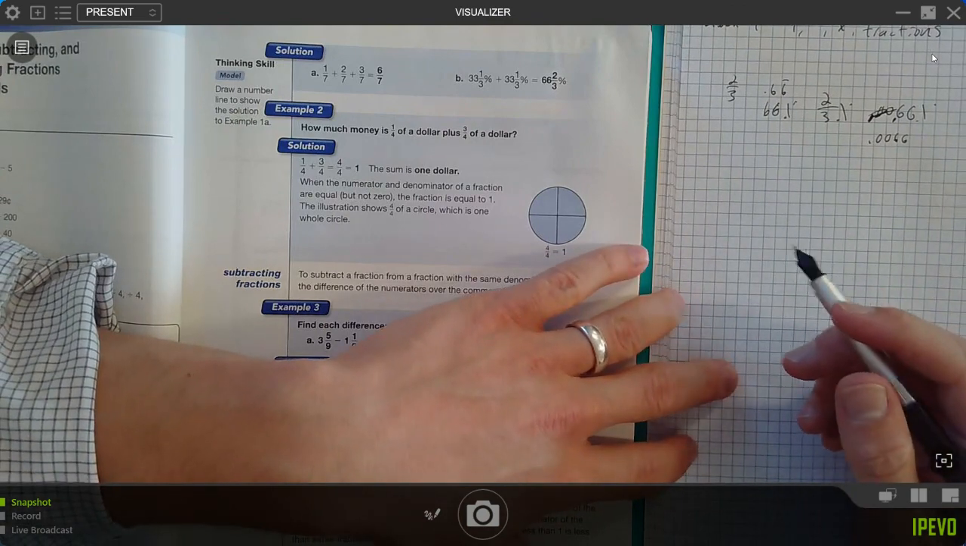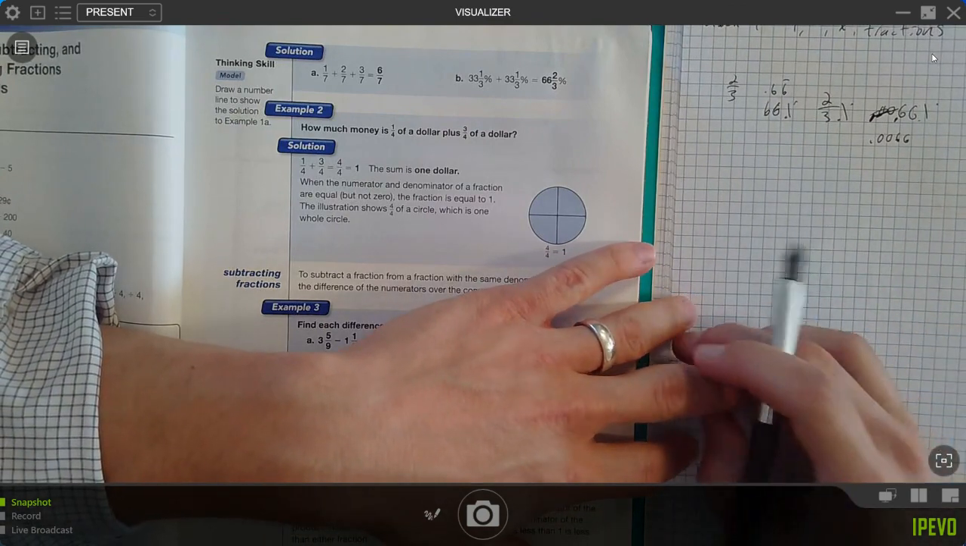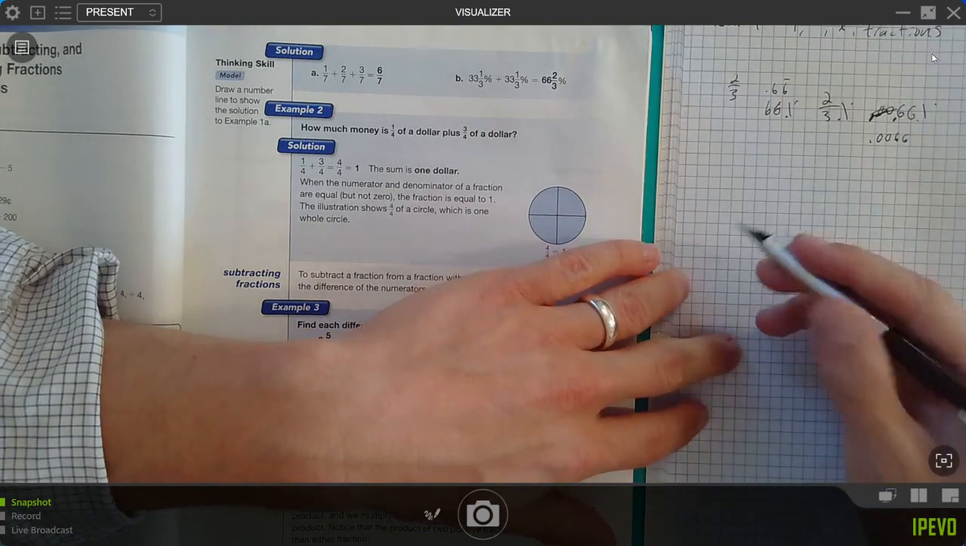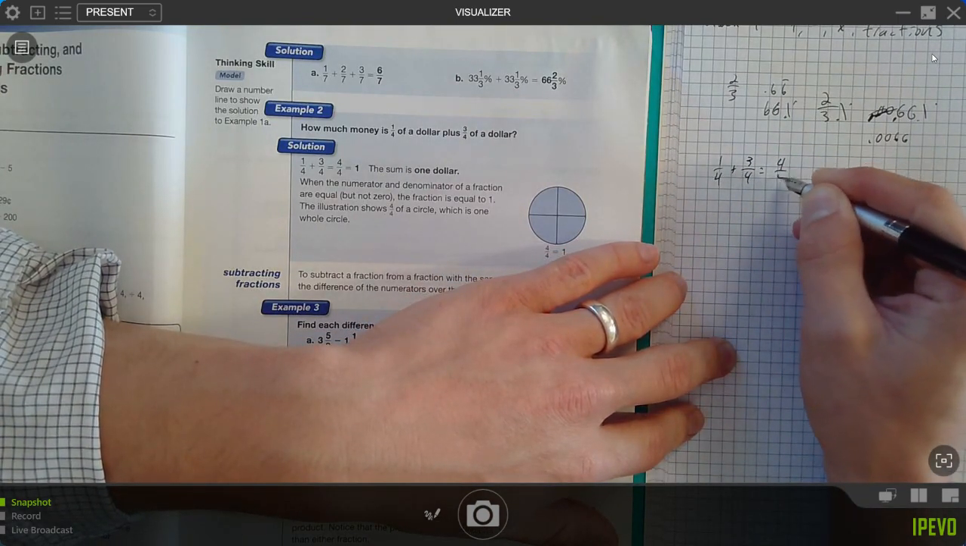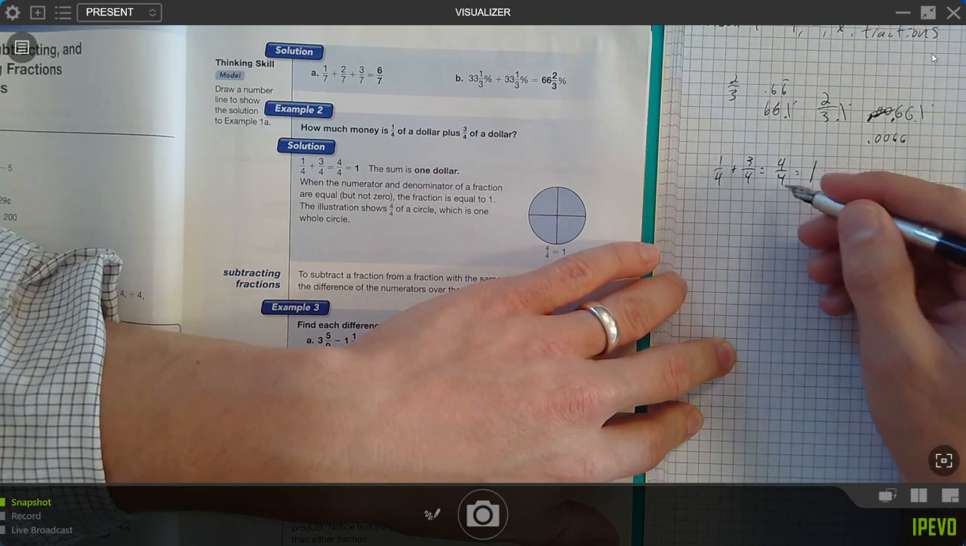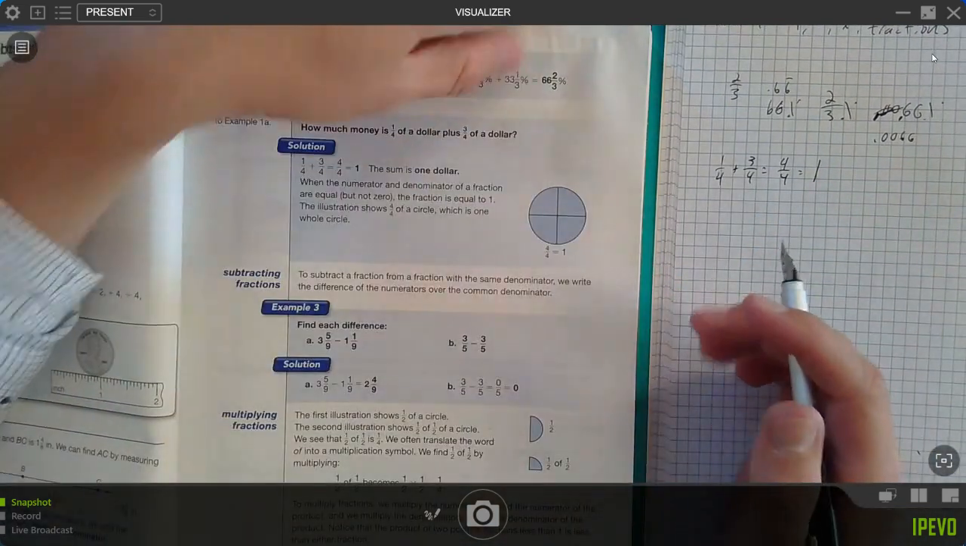All right. How much money is 1/4 of a dollar plus another 3/4 of a dollar? That's 1/4 plus 3/4 equals 4/4, which equals a solid 1. 4 divided by 4. Okay.